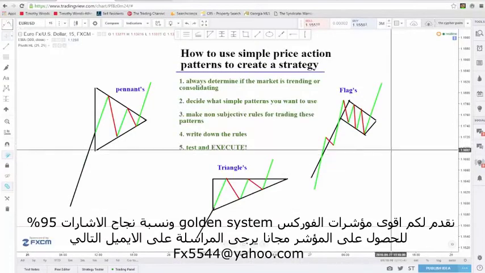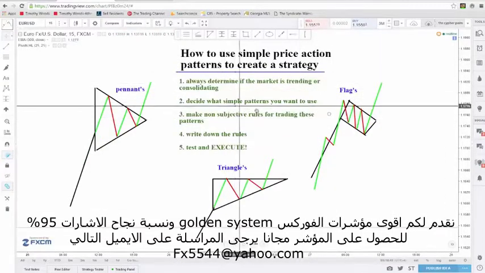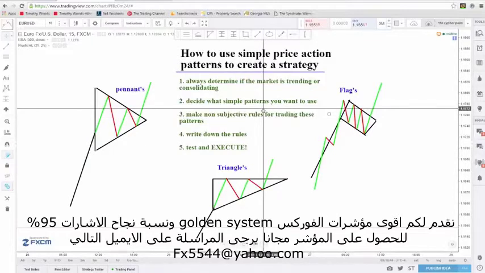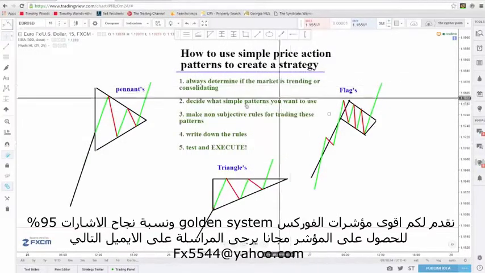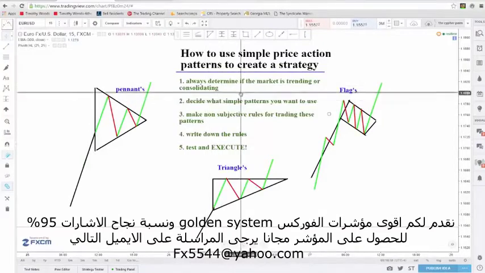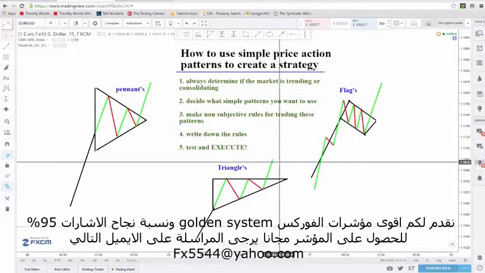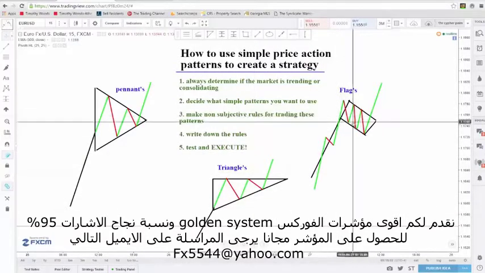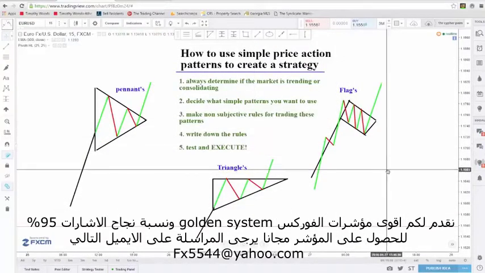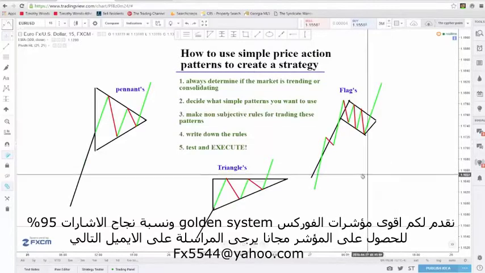I have taken the liberty of writing down some steps that I think would be important to take while considering using these patterns in a strategy, and those steps are: always determine if the market is in trend or in consolidation. And the reason this is important is because although these simple price action patterns often are forms of consolidation, they are actually continuation patterns of an underlying trend.